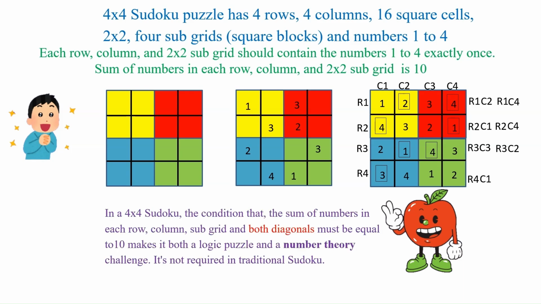In a 4 by 4 Sudoku, the condition that the sum of numbers in each row, column, subgrid and both diagonals must be equal to 10 makes it both a logic puzzle and a number theory challenge. It is not required in traditional Sudoku. Please note.